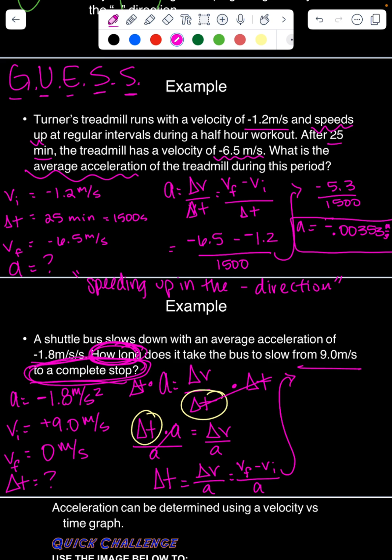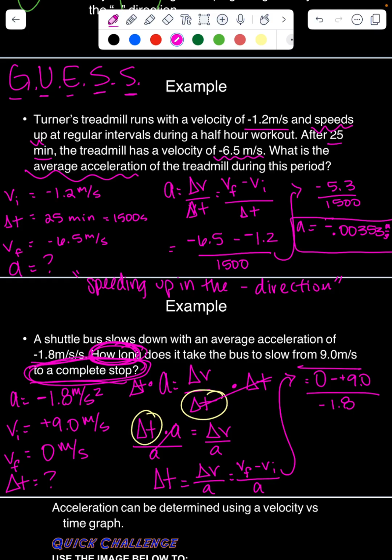All right, do not ever skip this part. Don't just get rid of one because it's 0. This is super important. So for this one, our V final was 0. So 0 minus a positive 9 meters per second over our acceleration of 1.8 meters per second squared.